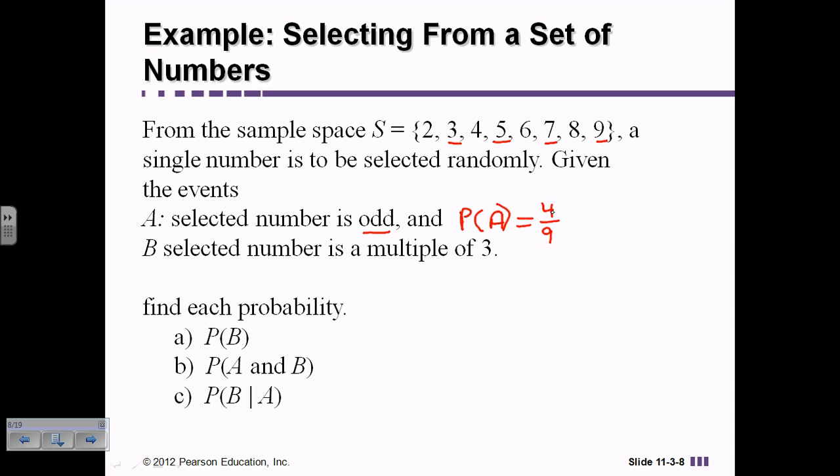Okay, that makes sense? Then B. B is the selected number is a multiple of 3. Oops, I messed up here. This should be 4 out of 8. Sorry, I counted wrong. Okay, so 4 out of 8. All right. So now the selected number is a multiple of 3. So multiples of 3 in my list are 3, 6, and 9. So the probability of B by itself is 3 over 8.